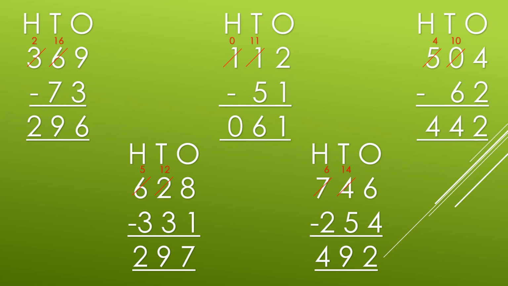Next, 746 minus 254. 6 minus 4 is equal to 2. Now tens. In tens we cannot subtract 5 from 4. So we will borrow. So 7 of hundreds becomes 6 and 4 of tens becomes 14. 14 minus 5 is equal to 9 and 6 minus 2 is equal to 4. So 746 minus 254 is equal to 492.